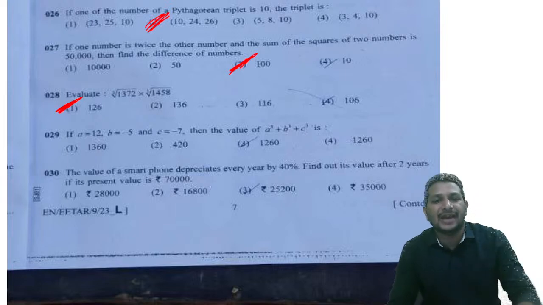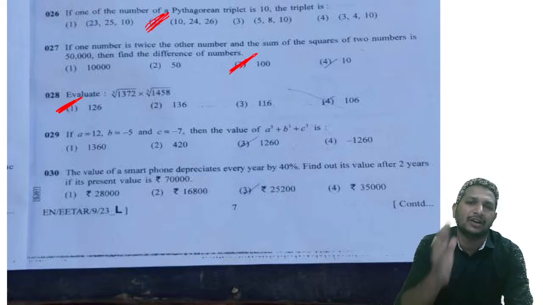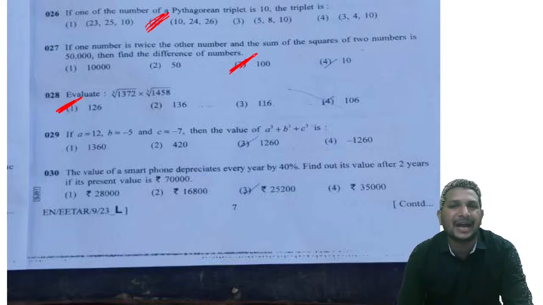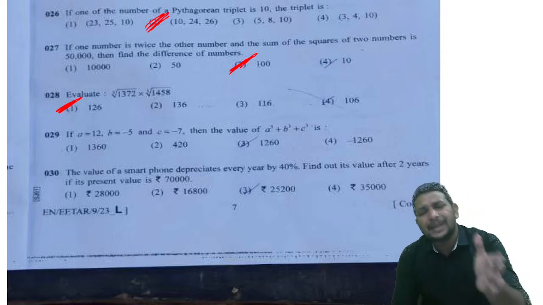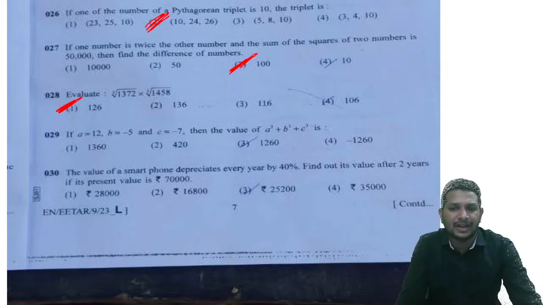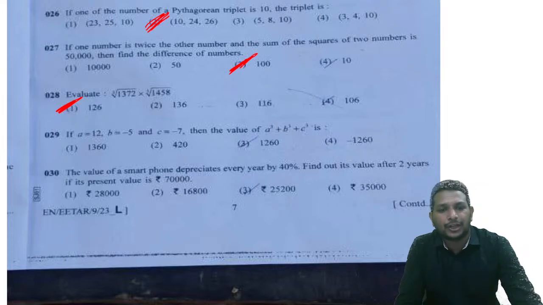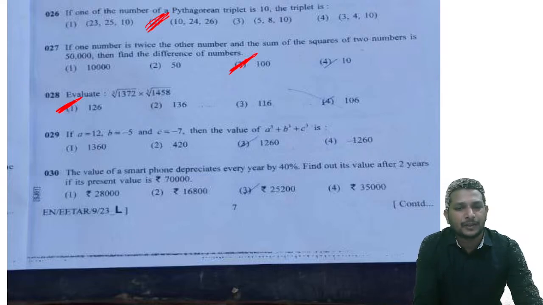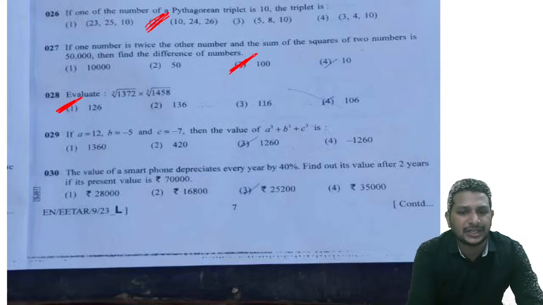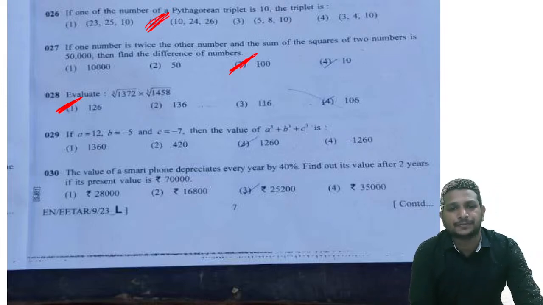Okay. Next, question number 29. They gave the a value, b value, c value. They're asking us to find the value of a cube plus b cube plus c cube. This is a part of algebraic identities. So we have an identity: whenever a plus b plus c is 0, automatically we can write the value of a cube plus b cube plus c cube. If you remember the identity, then this question is very easy, a direct question. As they gave the a, b, c values clearly, they're asking us to find a cube plus b cube plus c cube.